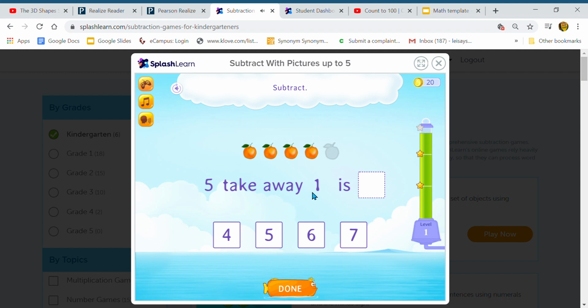Subtract 5 take away 1 is... So 5 fingers. Because if we only had words, we wouldn't be able to see these oranges. We'd be using our fingers to help us. So 5 fingers. Now take away 1 or hide 1 of those fingers. How many fingers do you have left? You have 4? Yes. 1, 2, 3, 4. So 5, take away 1 is 4. And done.